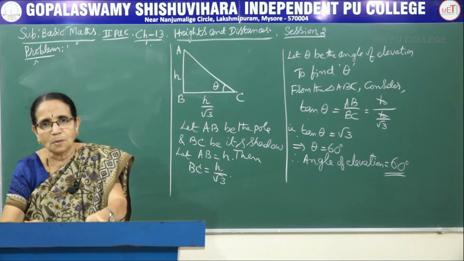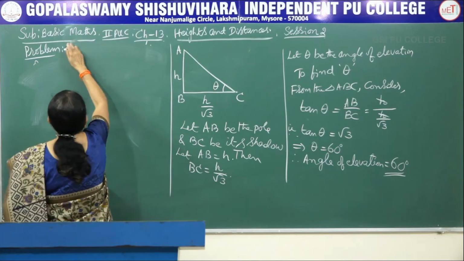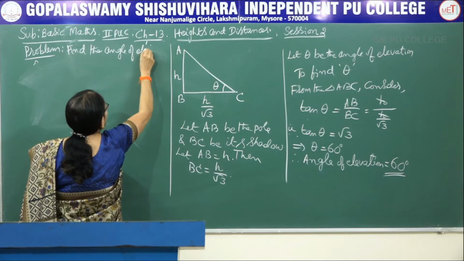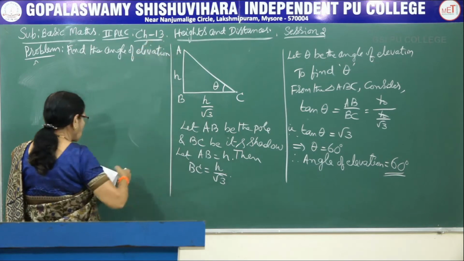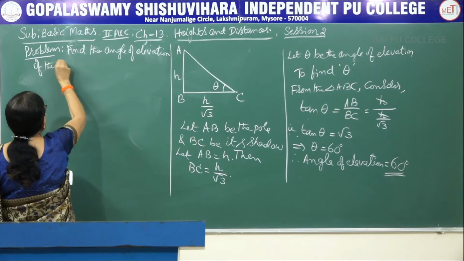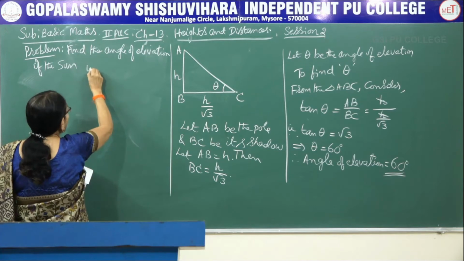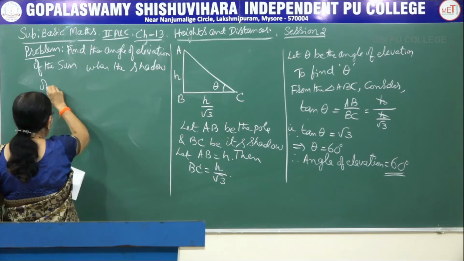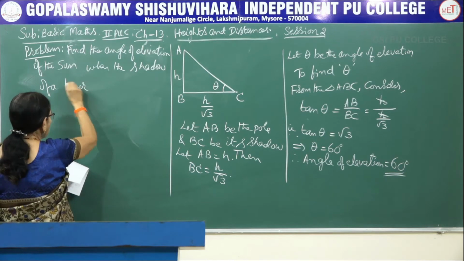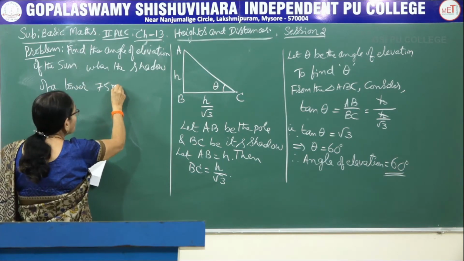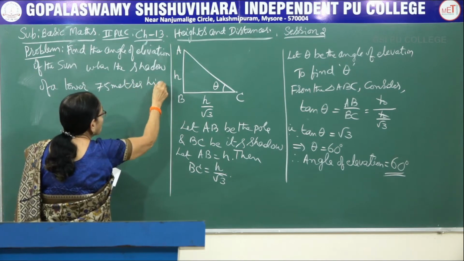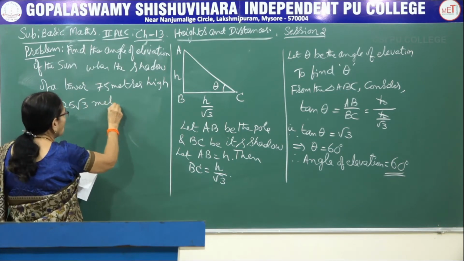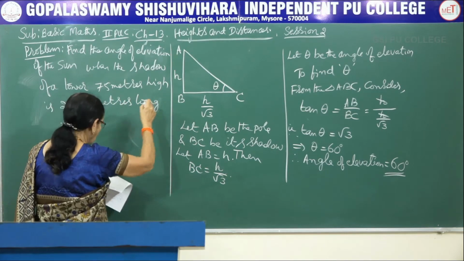Now, let me take the next problem. Find the angle of elevation of the sun when the shadow of a tower 75 meters high is 25 root 3 meters long.